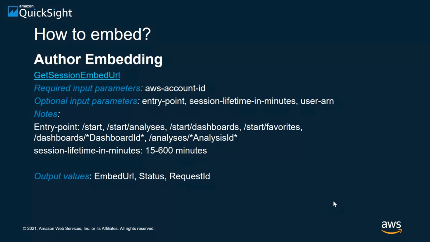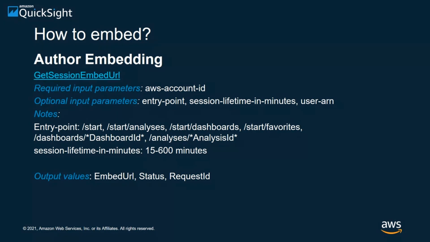Entry point helps you identify where you want your authors to be able to go to when they access the Quicksight console in your application. You can take them to the home page using start. You can take them to the list of analyses. You can take them to the list of dashboards, or you can take them to their favorites. You can also pass a particular dashboard ID or analysis ID and make sure that your authors are going exactly to those pages. And again, the output values, you get to see embed URL, status, and request ID.